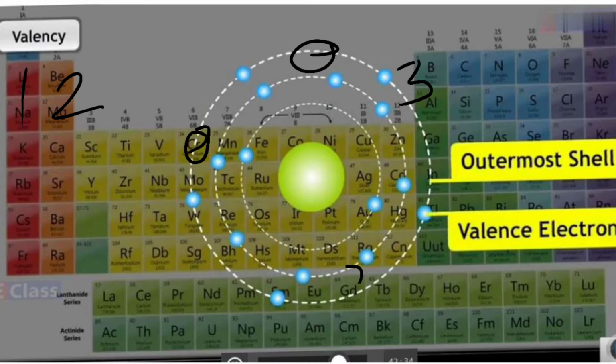Oxygen valence electrons are 6, so it is better to take 2 electrons instead of giving 6. Fluorine valence electrons are 7, so it is better to take 1 electron instead of giving 7 electrons. Okay, so like that the valency varies from 1, 2, 3, 4, and then again 3, 2, 1, 0.